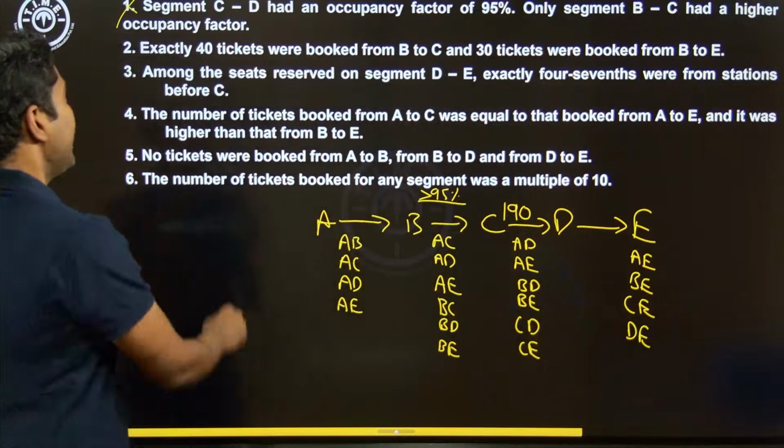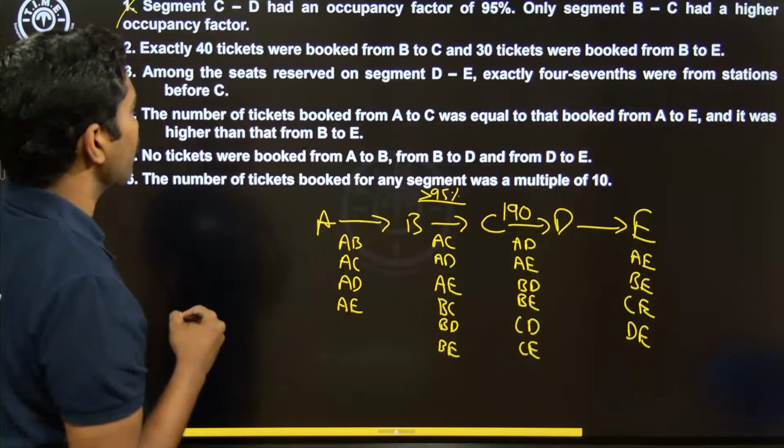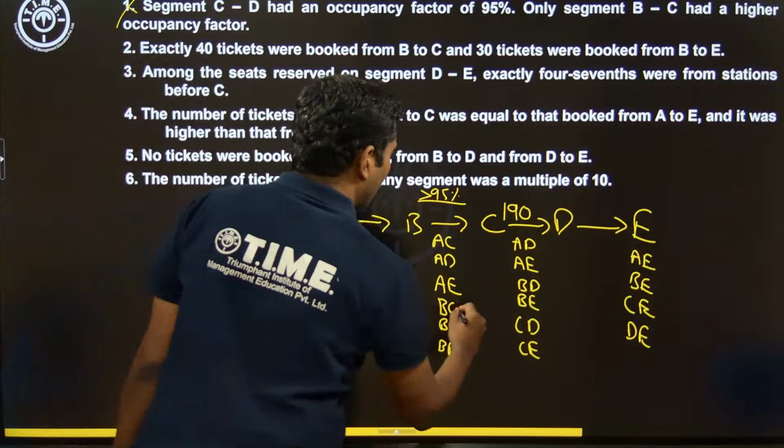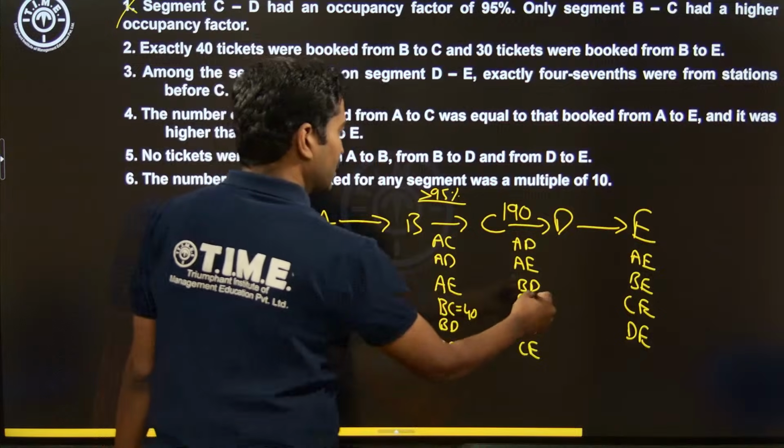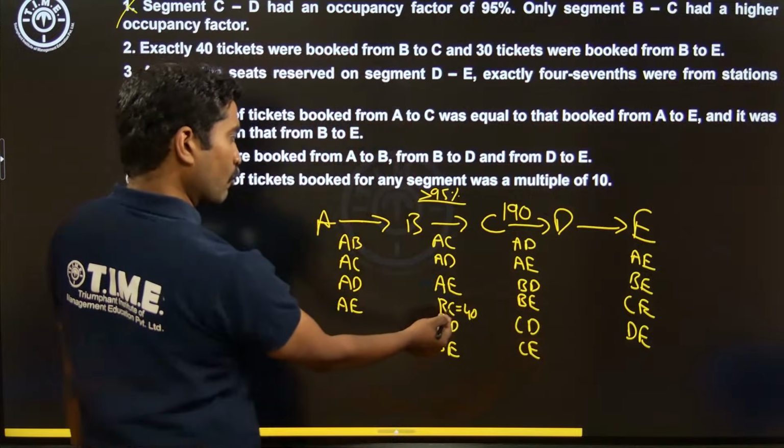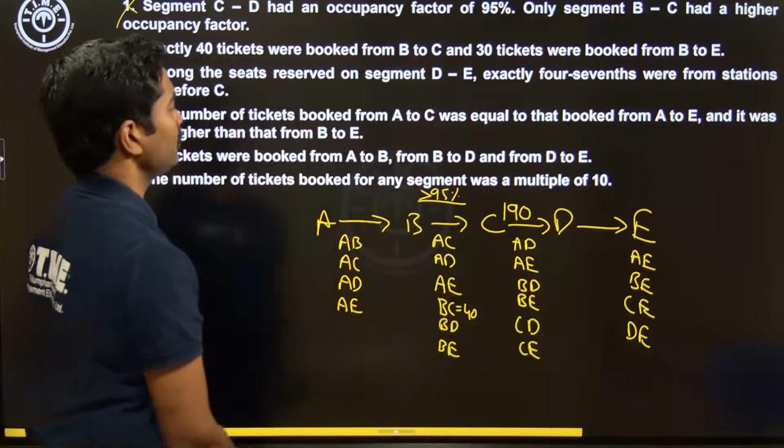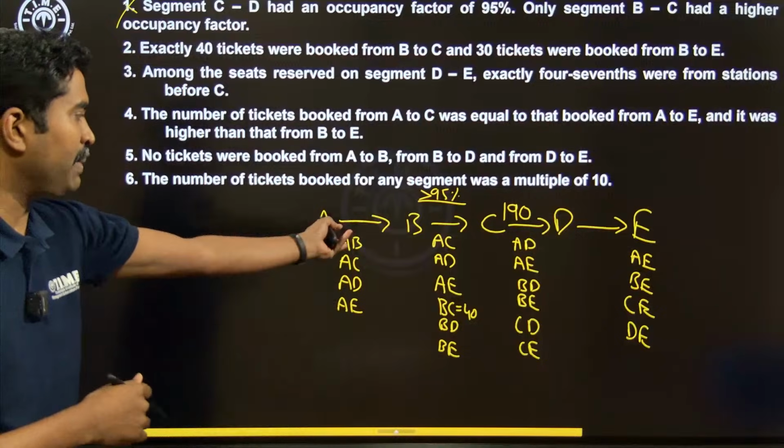Right now, exactly 40 tickets were booked from B to C. All right. So BC is equal to 40. Where is BC? BC will come only here. BC won't come there. It's gone. They got in at B, got down at C.